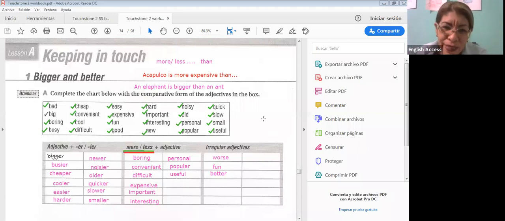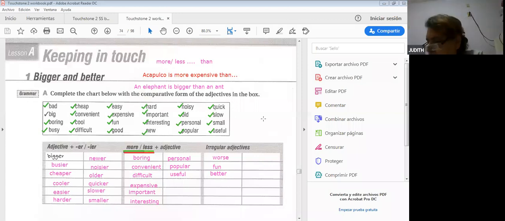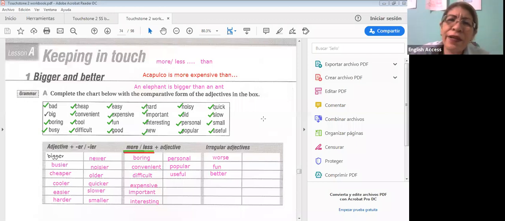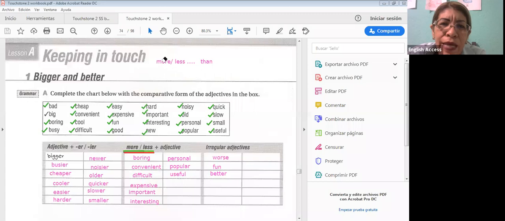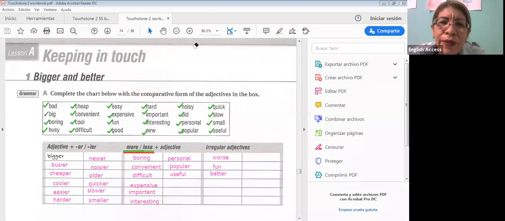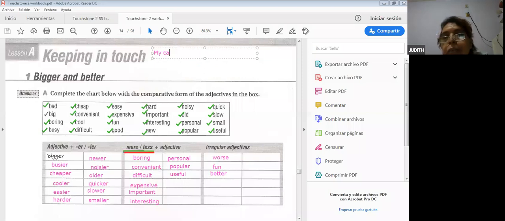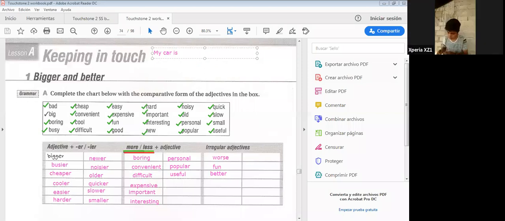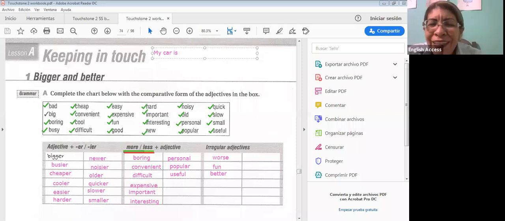Judith, can you tell me 3 examples, please, using comparatives? Sí. My cat is more noisier than dog. No, that is incorrect. Pay attention to the adjective. Try to use the same one. My cat is more noisier. Pay attention one more time.